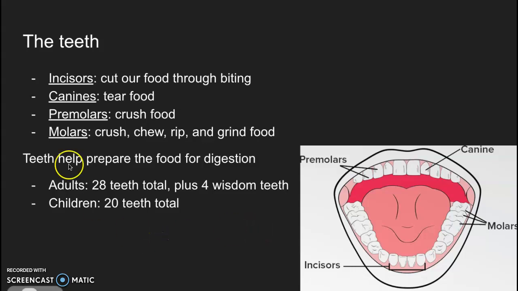Like I mentioned, teeth help prepare the food for digestion. Adults actually have 28 teeth total. And if you get your wisdom teeth removed, then you'll have 28 teeth unless you have extra teeth for whatever reason. But if you don't, and you have your wisdom teeth, you'll actually have 32 teeth. Children actually have a different amount of teeth. They all have 20 teeth total.